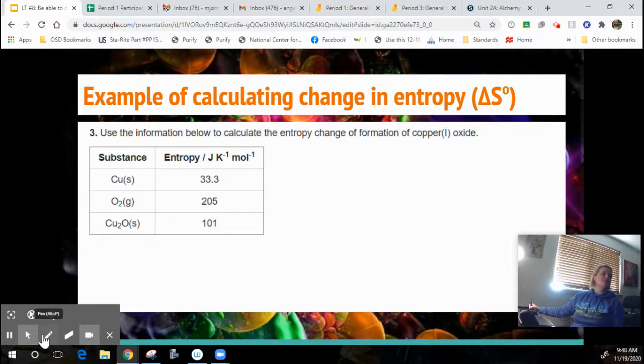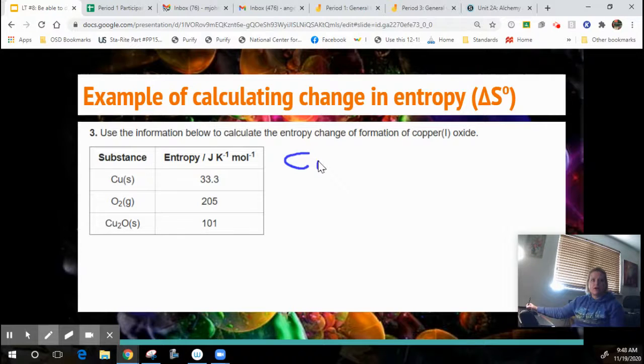So first thing we need, as usual, is a balanced chemical equation. So let's get that. So I've got my copper. Now copper is a solid, so it should have a low entropy, which I'm convinced of with a 33.3 joules per Kelvin. And that's incredibly low because joules is a very small unit of measure. And we're going to put that into some oxygen. And it's going to make some copper 1 oxide.